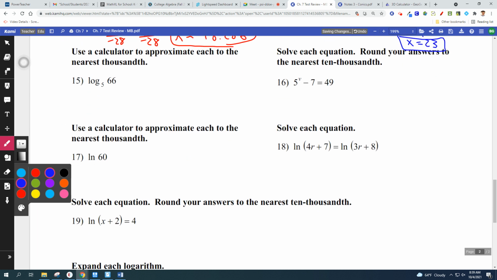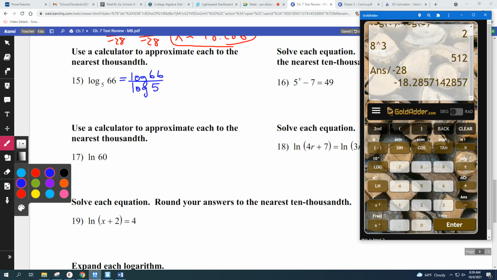15. Log base 5 of 66. Remember, a log is an exponent. And so we're trying to find the exponent that makes 66. That's what we're doing when we do a logarithm. We're finding that exponent, okay? But here, in order to do this, we can do the change of base formula. Log 66 over log 5. This is an easy problem if you remember what to do, but that's why you need to study.